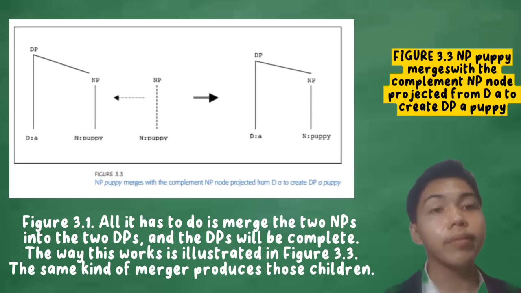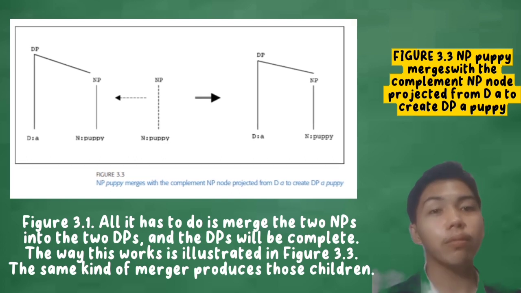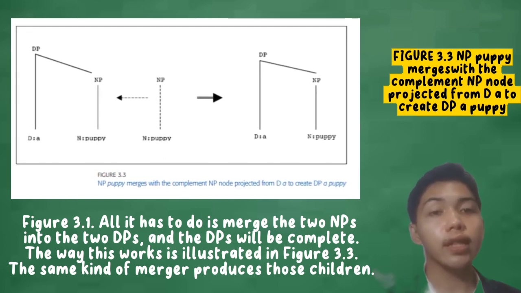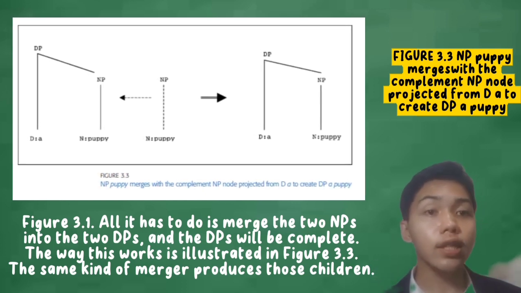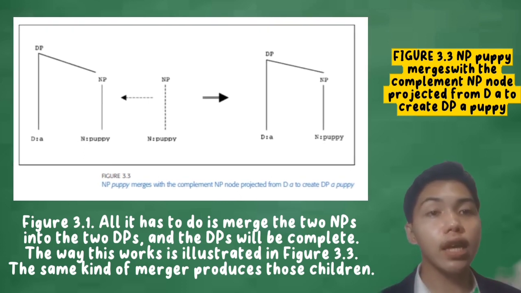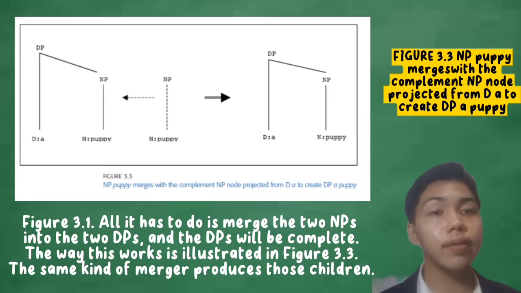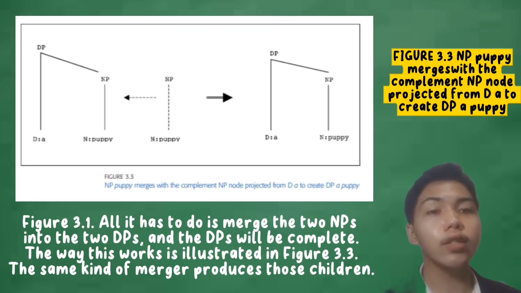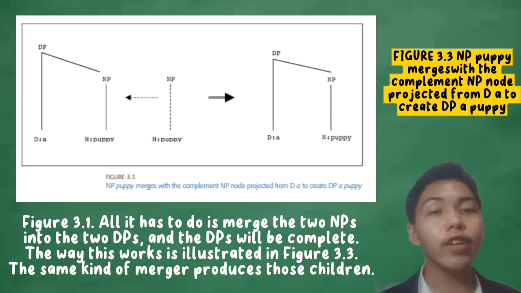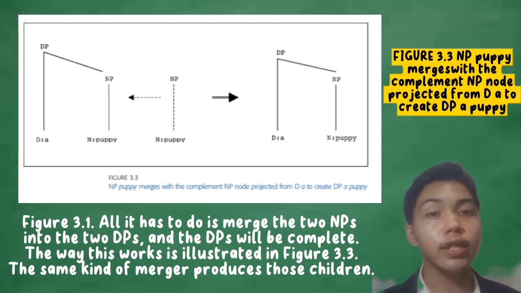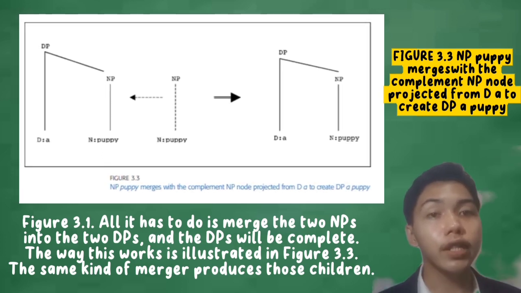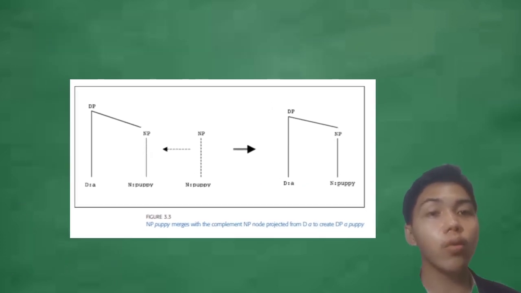The NP puppy merges with the complement NP node projected from the determiner a to create the DP a puppy. All it has to do is merge the two nouns into the two DPs and the DPs will be complete. The way this works is illustrated in figure 3.3. The same kind of merger produces those children. Notice that at the beginning of the merger, there are two NP nodes but only one NP afterwards. In a merger, the two nodes blend together to form one.